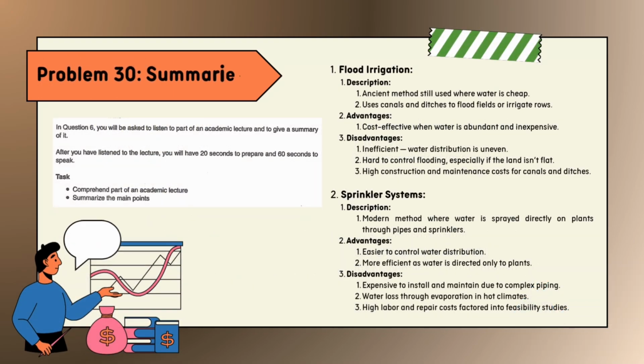Problem 30, summarize. I will give you an answer about a task: flood irrigation is a cost-effective but inefficient method, but suited for areas where water is abundant. In contrast, sprinkler systems provide better water control and efficiency but come with higher installation and maintenance costs. The choice between the two depends on water availability, land conditions, and budget constraints.